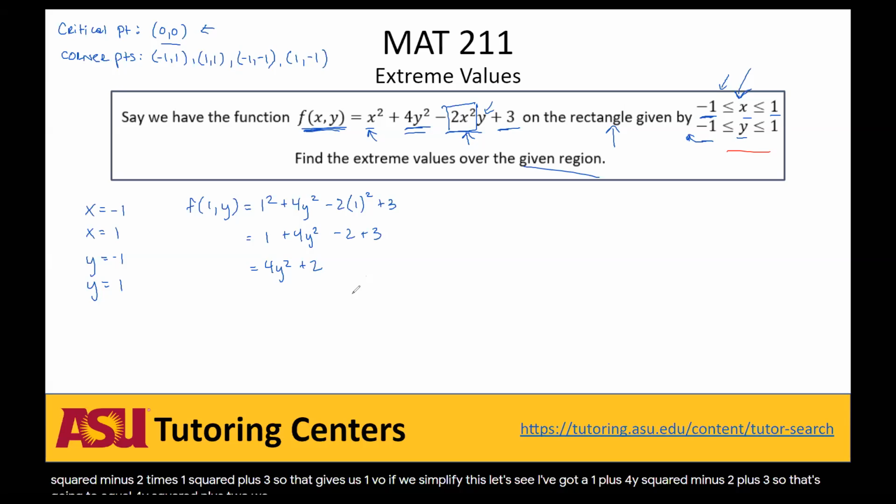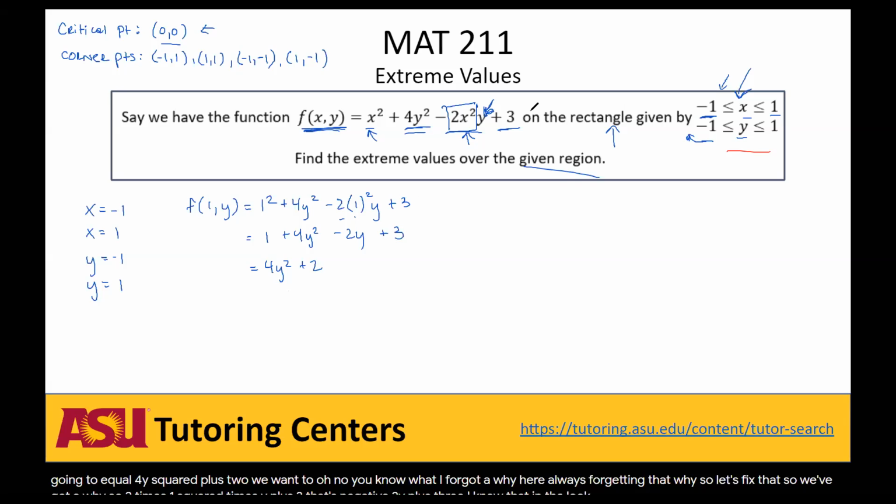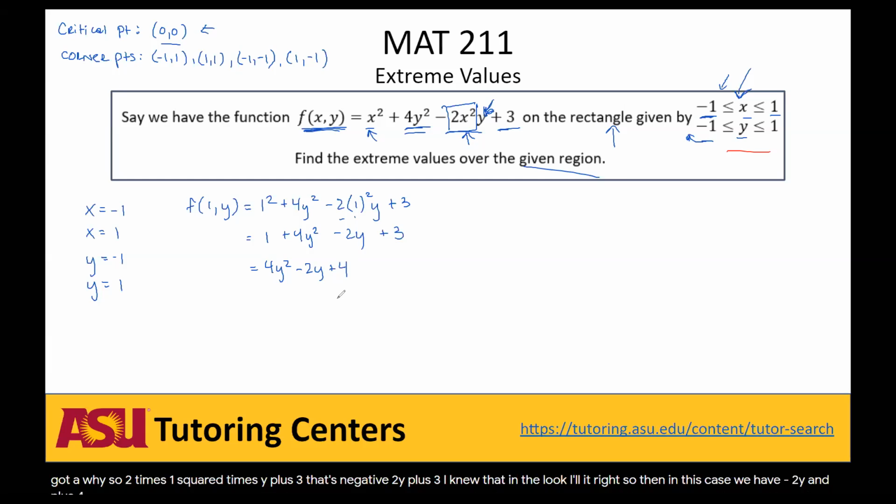And now we want to, oh, nope, you know what? We forgot a y here. Always forgetting that y. So let's fix that. So we've got a y. So 2 times 1 squared times y plus 3. That's negative 2y plus 3. I knew that didn't look right. So then in this case, we have minus 2y and plus 4.